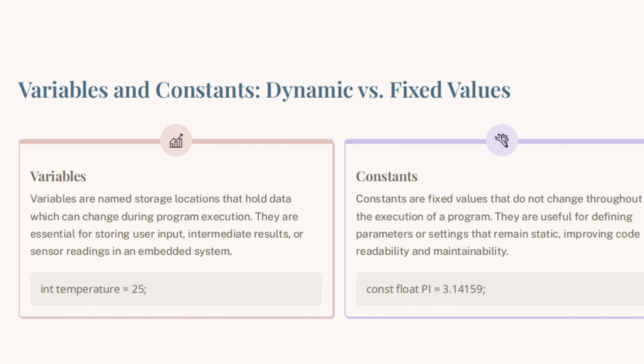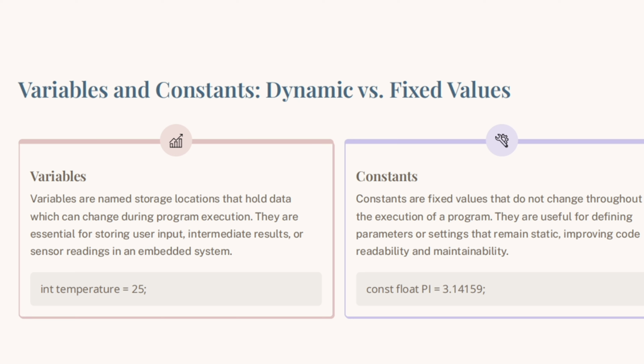In any C program, we deal with two types of values, those that change and those that stay the same. Understanding the difference is key to writing reliable code. Variables. Think of this as a named storage location for data that can change while the program is running. They are absolutely essential for storing things like user input, intermediate calculation results, or real-time sensor readings in embedded systems. For example, int temperature = 25, etc.